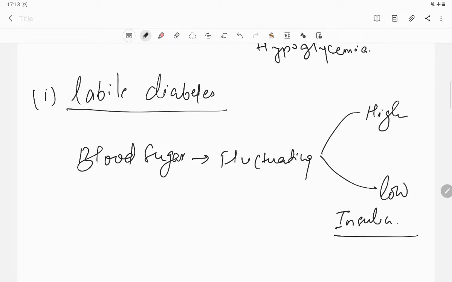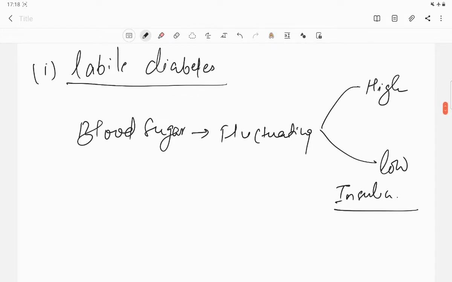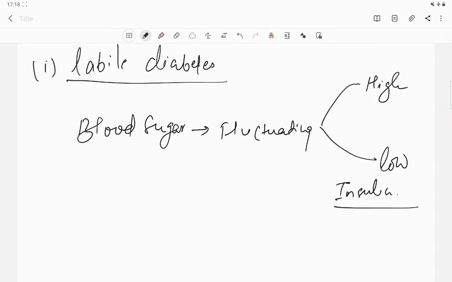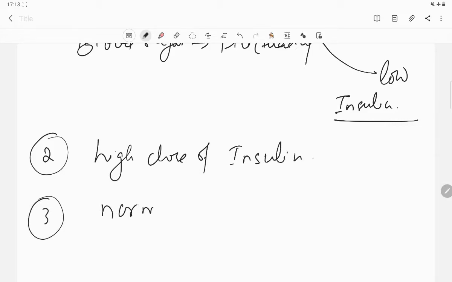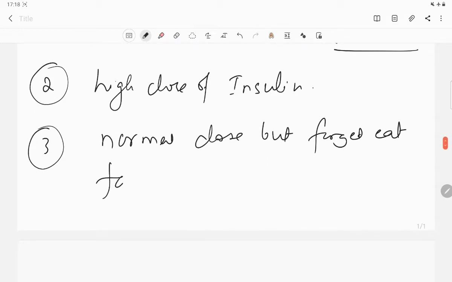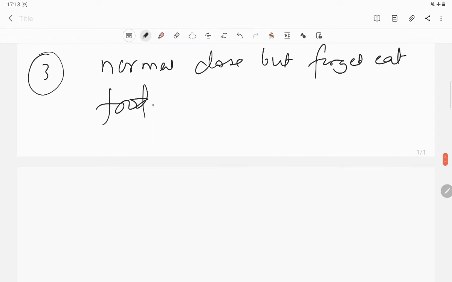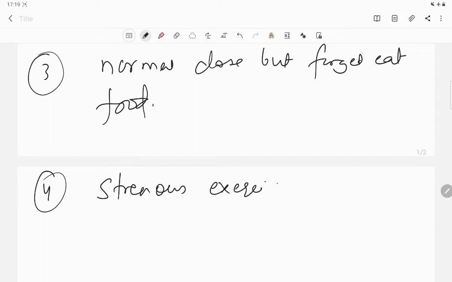It is also common in people who do not have labile diabetes, if they take a high dose of insulin, or if they take a normal dose but forget to eat food, and another one will be after strenuous exercise.